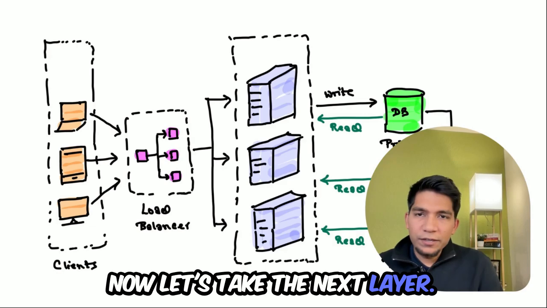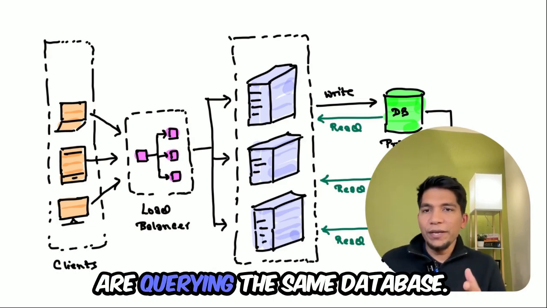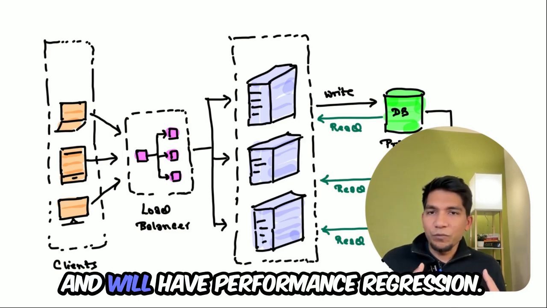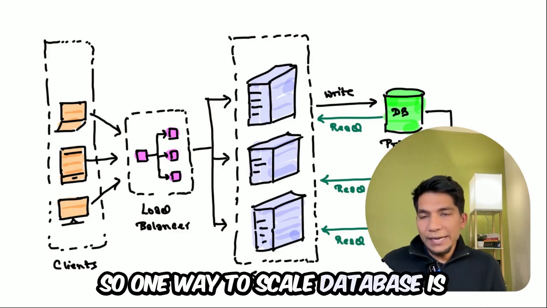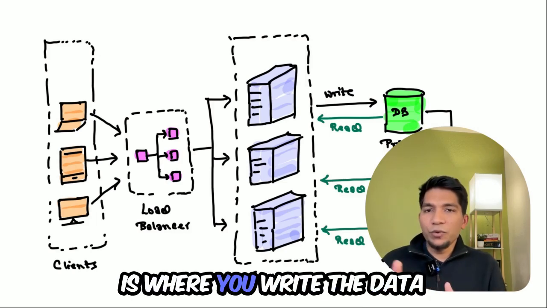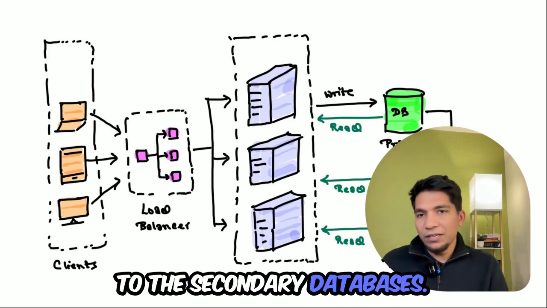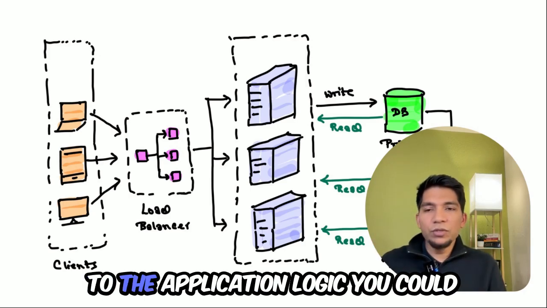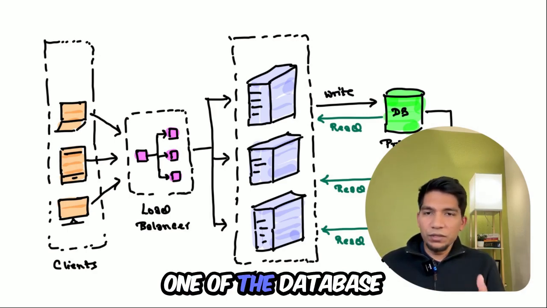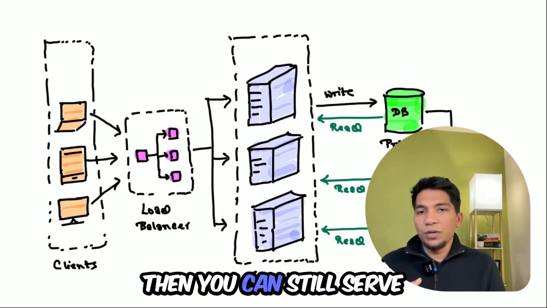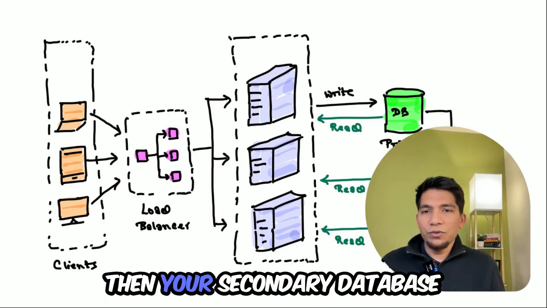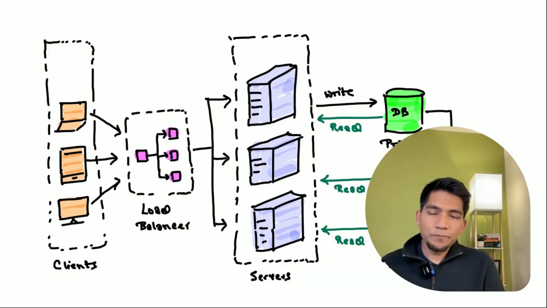Now let's take the next layer. So your server is now scaled, but you are querying the same database. So your database will be hotspotted and will have performance regression. So one way to scale a database is to have a primary and secondary architecture, where the primary database is where you write the data, which is replicated to these secondary databases. Now, in order to read or serve the application logic, you could also serve from the secondary. So let's say one of your secondary databases is down, then you can still serve from the other secondary database. And let's say your primary database is down, then your secondary database will be promoted to primary.